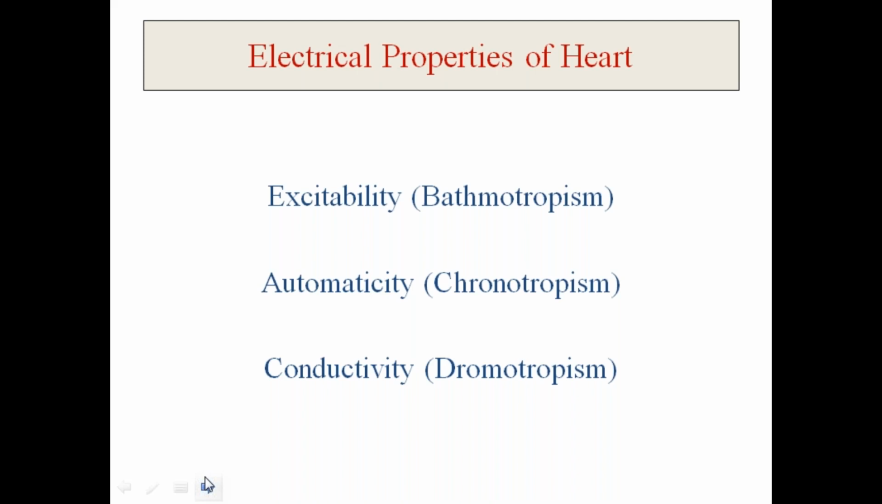If because of any drug the rate of heart or automaticity is increased, we call that drug chronotropic. If because of any drug the speed of conduction of impulses in the heart is increased, we call that drug dromotropic. So these are the terms you should know: bathmotropism means excitability, chronotropism means automaticity, and dromotropism means conductivity.